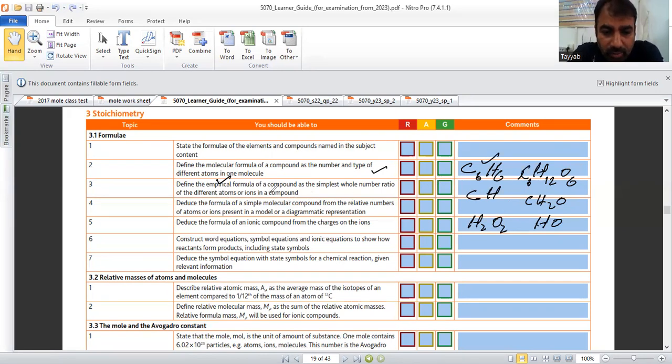The empirical formula of a compound is the simplest whole number ratio. The one thing which needs to be remembered is whole number ratio, not in points or in fractions, of the different atoms or ions in a compound. I would like to show you this formula from the past papers or question papers.